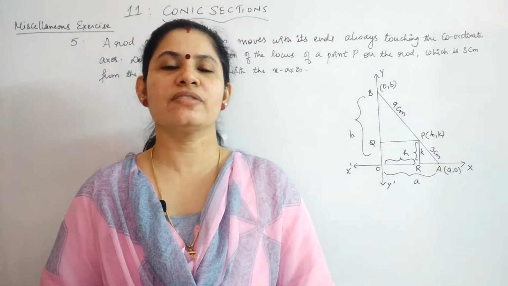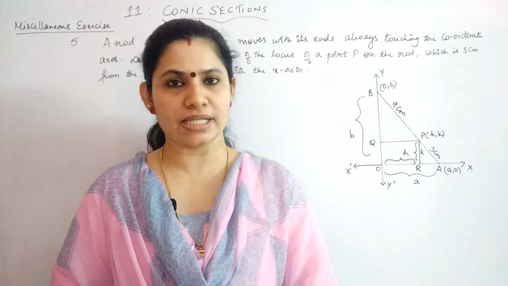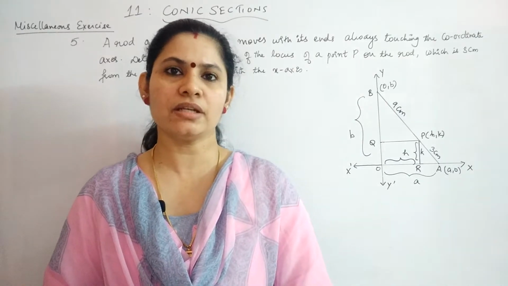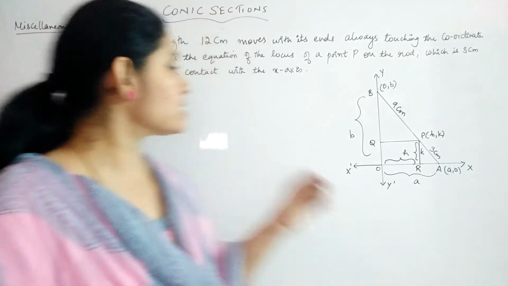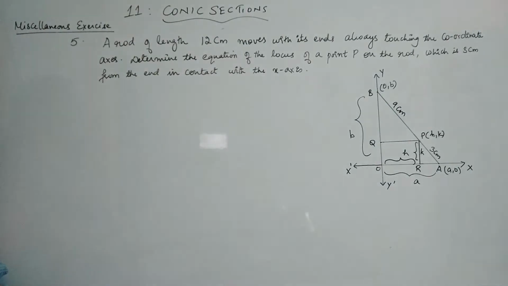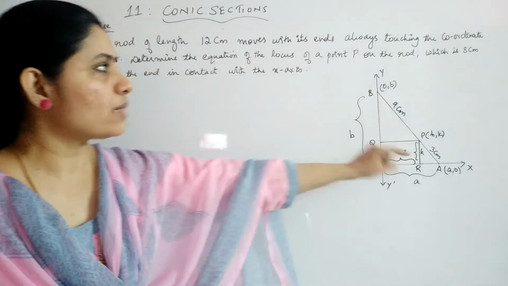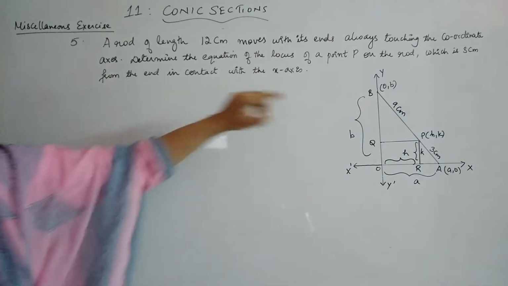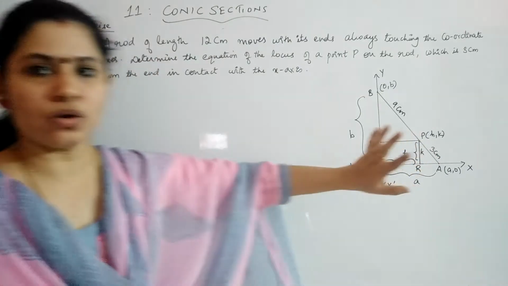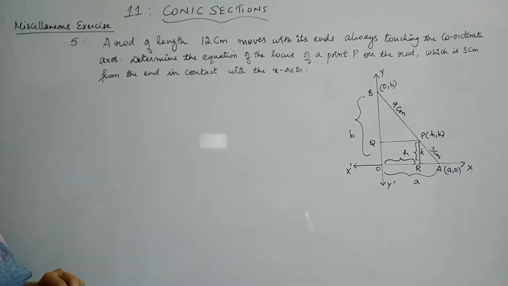Hello everyone, today we will be discussing the remaining problems of the miscellaneous exercise of chapter number 11, conic sections. The fifth question is, a rod of length 12 centimeter moves with its ends always touching the coordinate axes. So we have taken AB as the rod, which is of length 12 centimeter, and its ends are touching the x and y axes.